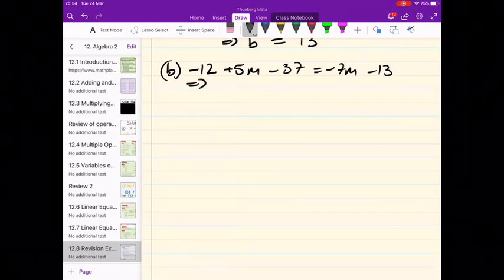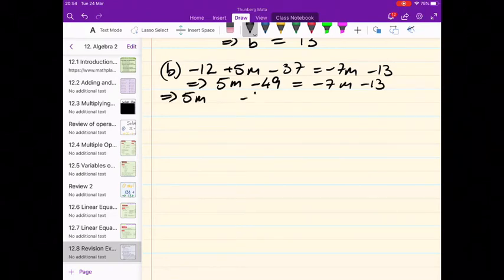Okay, I think I have that right. So first things first, I want to combine those two values. So I'll have 5m, minus 37, take away another 12, will leave us with minus 49 is equal to minus 7m minus 13. Okay, now we want the variables on the right. So we have 5m, take away 49 is equal to minus 7m minus 13.